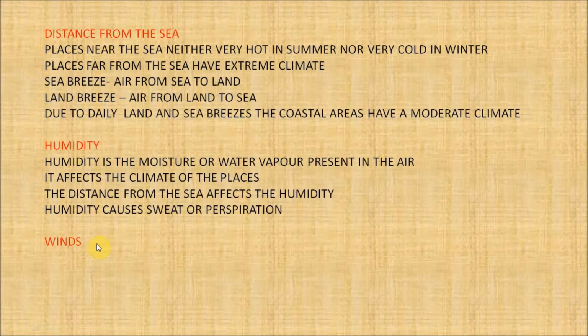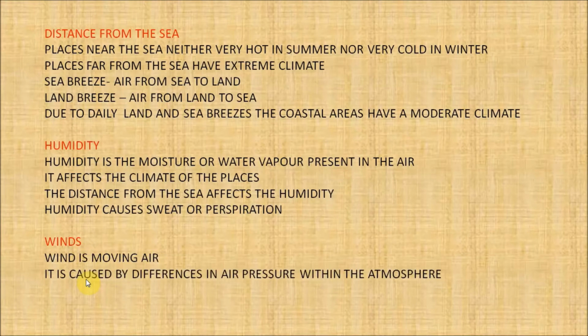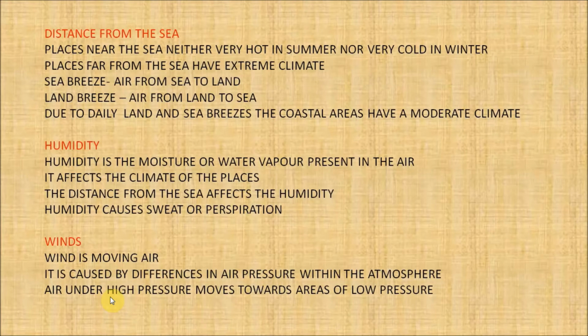And let's see another factor, that is winds. Wind is moving air and it is caused by the differences in pressure within the atmosphere. Air under high pressure moves towards areas of low pressure. The greater the difference in pressure, the faster the air flows. The climate of a place is affected by winds. Depending on the place of origin of the wind, it may either be hot or cool.